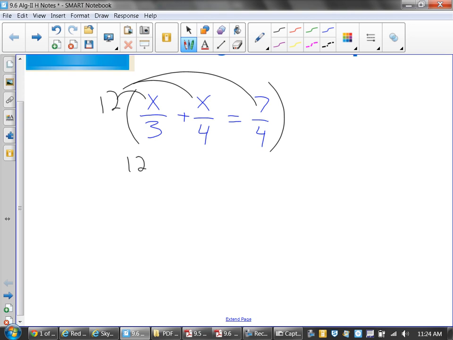You get 12x over 3, plus 12x over 4 is 12 times 7 over 4. Some of you might pick up on what's going on here real fast, and that's fine. But I'm going to show you what you're doing here. What's 12 over 3? 4. See what I did there? I just simplified each individual term.